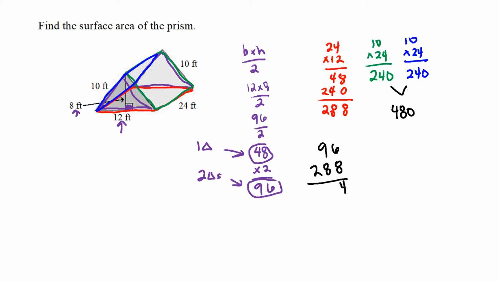6 and 8 becomes 14, carry the 1, 9 and 8 becomes 17, plus the 1 is going to be 18, carry the 1 is going to be 384. Again, this is for the bottom and our bases, and then we add in the 480 from the rectangle on the left and on the right, and we end up at 416, carry the 1, and that becomes 8. So the total area of this prism is going to be 864 feet squared.